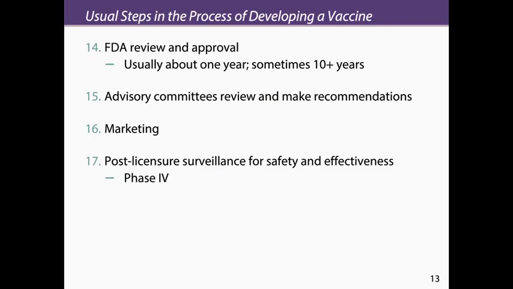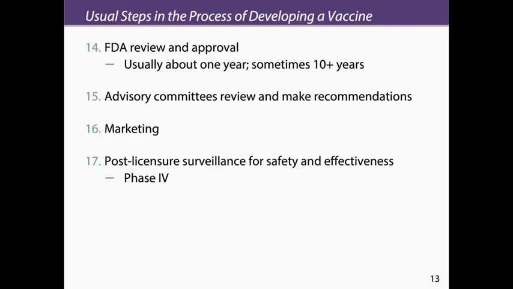If the FDA approves the vaccine and grants a licensure, then advisory committees review the vaccine and make recommendations. In reality, they actually start when they are given a signal that the vaccine is likely to be approved by the FDA, so it's oftentimes a year ahead of time that the advisory committees start developing recommendations. They don't finalize them until the product is licensed.